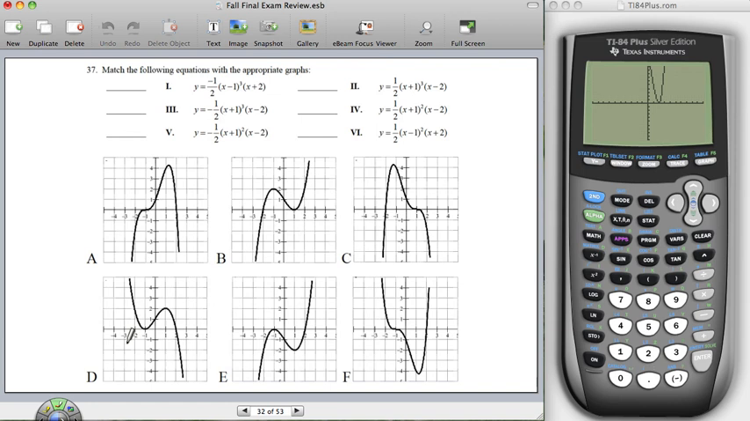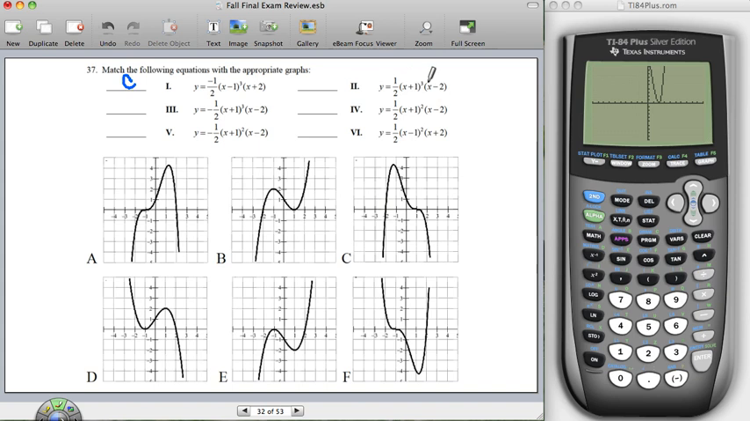All right. Let's see here. Match the following equations with the appropriate graphs. So in this case, you have a 0 at positive 1, multiplicity of 3, which means it's going to cut through the graph. A 0 at negative 2. So I need one at 1 and negative 2. 1 and negative 2, except this doesn't cut through the graph, so that's not going to work. 1 and negative 2, this one should work. So our graph for 1 is going to be C.